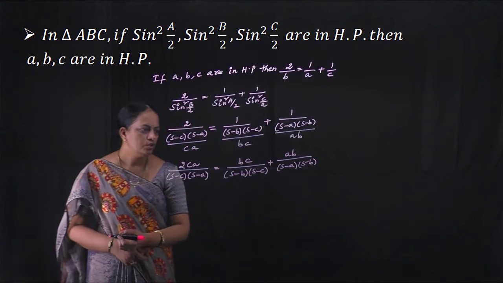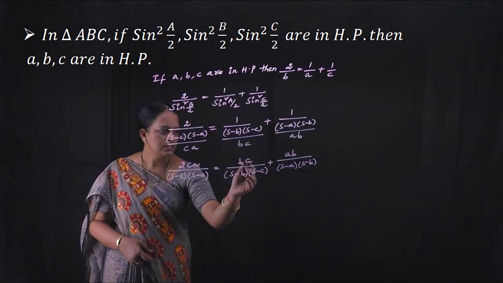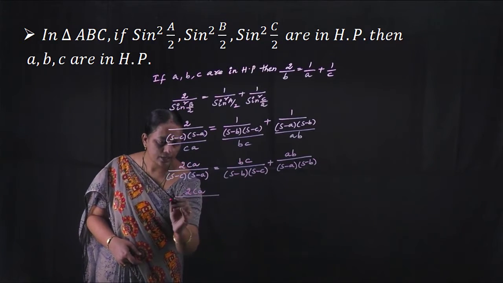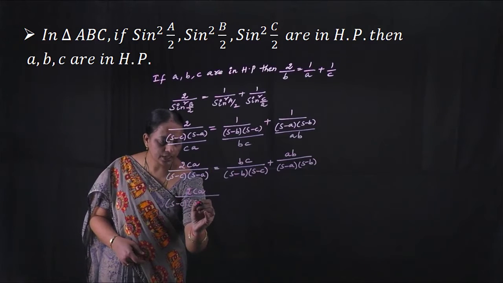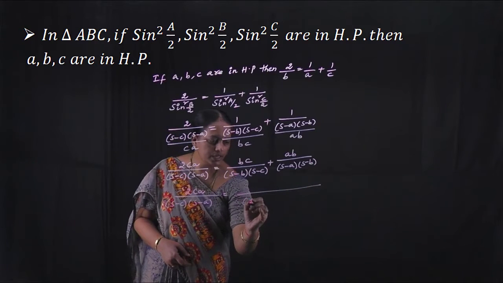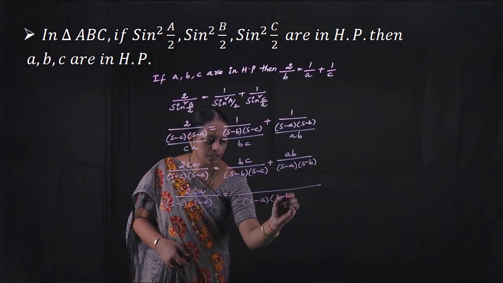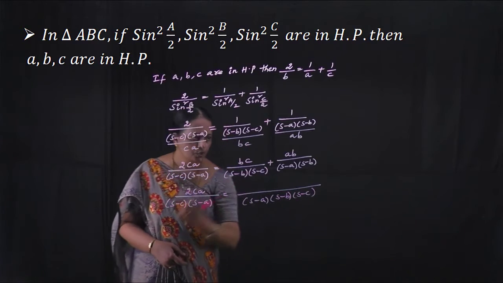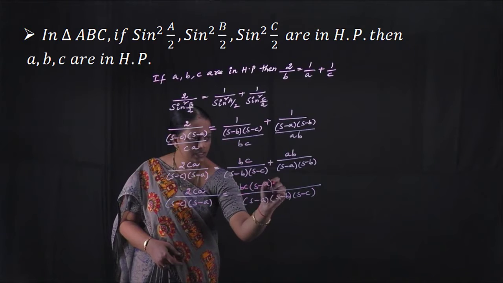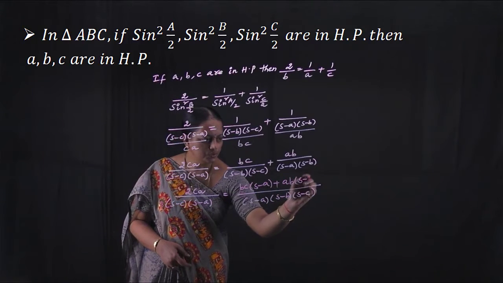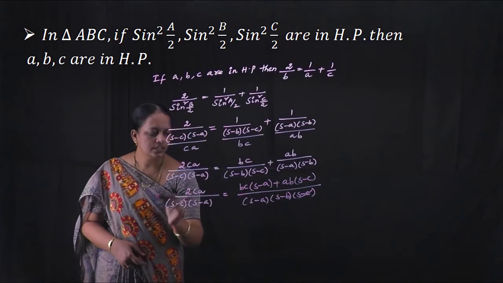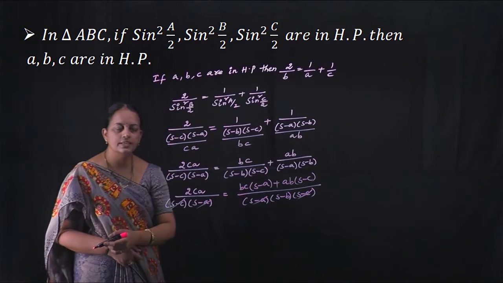In both the cases, here we have BC, AB, CA. So this is equal to CA/((S minus C)(S minus A)). Here, taking the LCM as (S minus A)(S minus B)(S minus C), in the numerator we get BC into (S minus A) plus AB into (S minus C). In both sides S minus C and S minus A get cancelled.